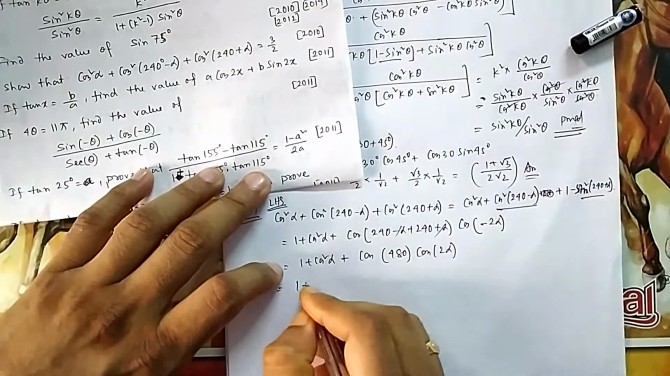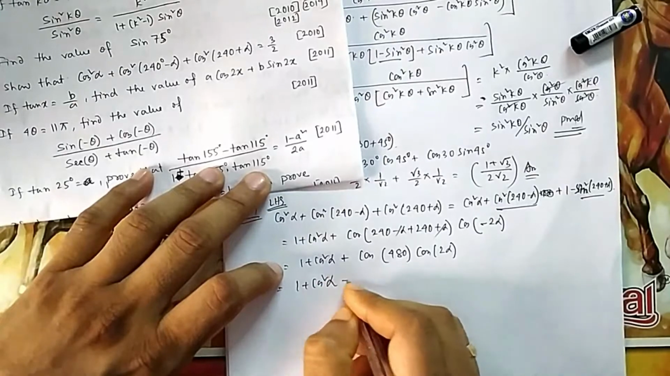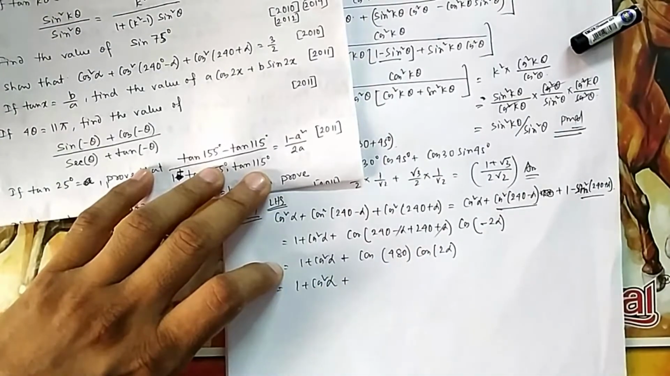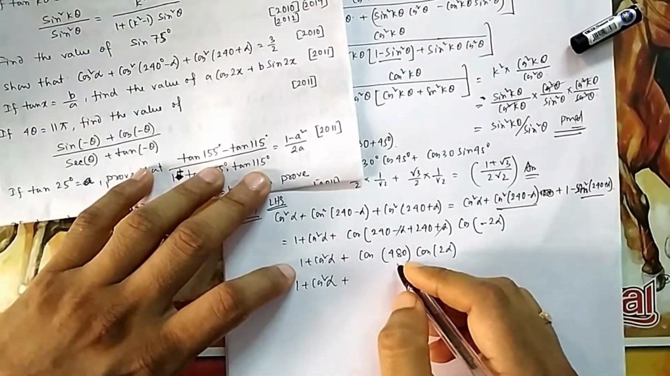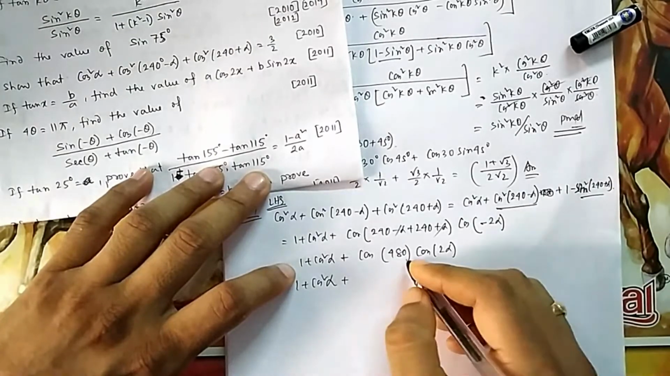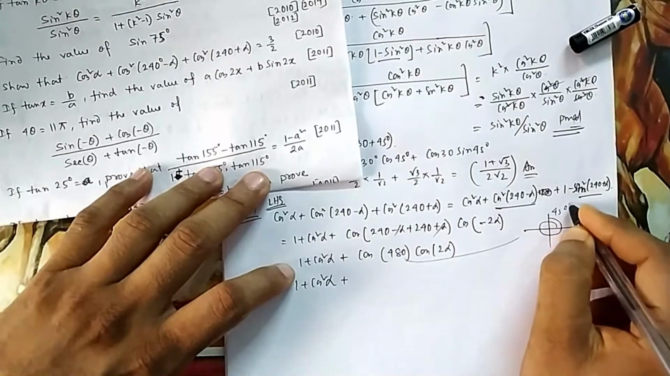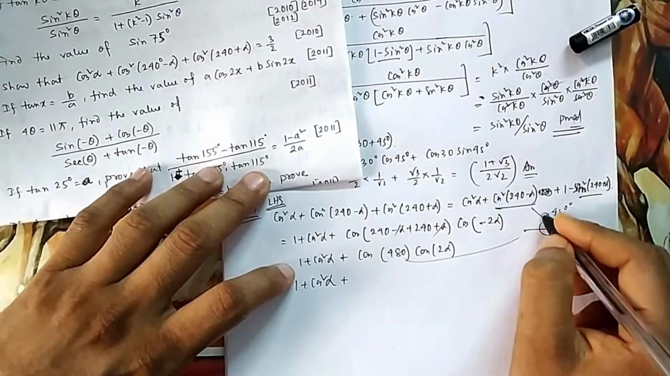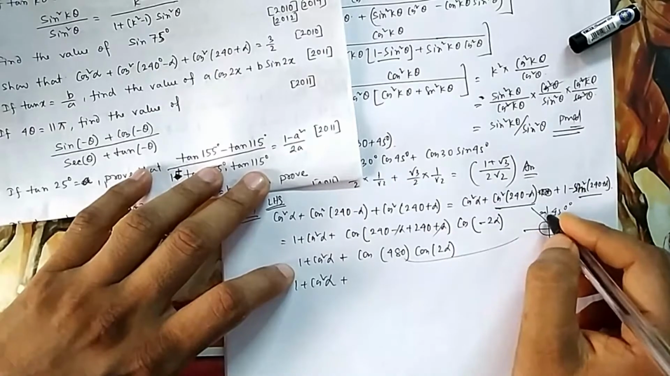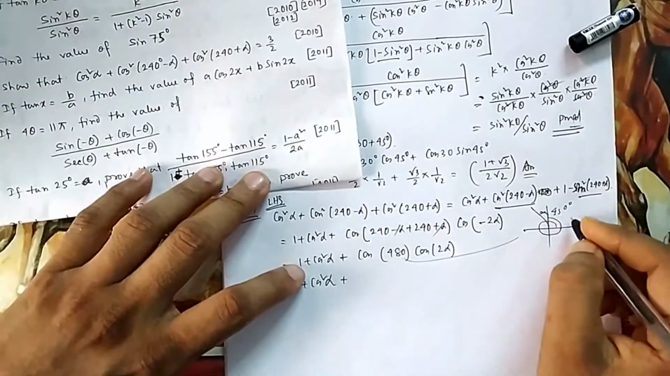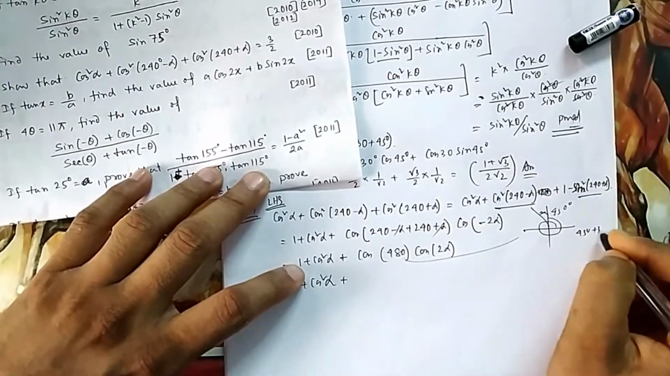Okay, so 1 plus cos square alpha and cos 480. How much can you write for 480? You can write it as 360 plus 90 is 450, 450 plus 30. So you can write 480 as 450 plus 30.